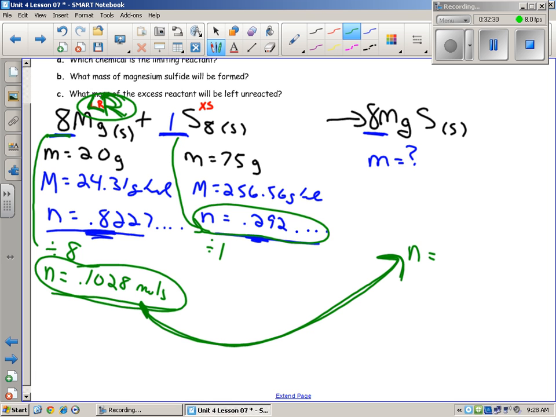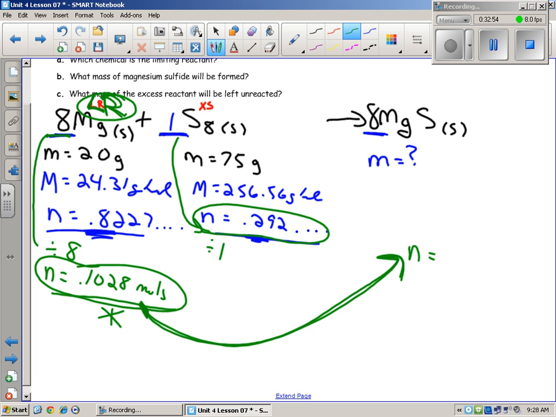So basically what I'm going to tell you right now is that this sulfur doesn't matter anymore. Did it matter at the beginning? Yes, because I need to figure out which one's going to run out first. Does it matter now? No, because I have lots of that. There's going to be stuff left over after. We'll talk about that later. But over here, this tells me how much I can make over there.